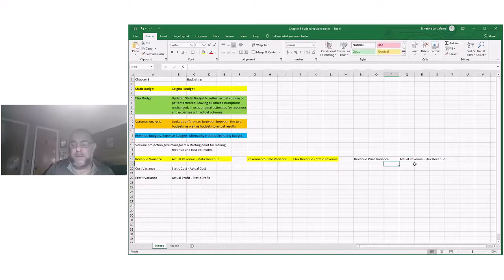So, when it comes to it, is it a positive or a negative thing? Obviously, you want your actual revenue to be higher than what you budgeted for. You're happy if your revenue is higher. Okay. So let's put this in yellow.